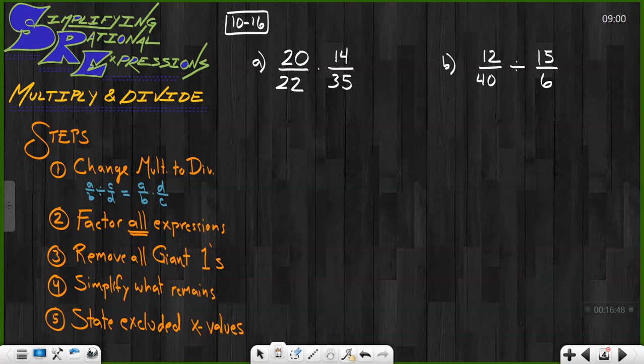All right, change your multiplication to division. Then factor the expressions on top and bottom. Split them up into the numbers that you can cancel. Remove any giant ones. Simplify what remains and state the excluded values of x. Do A and B first. Go ahead and pause this video.